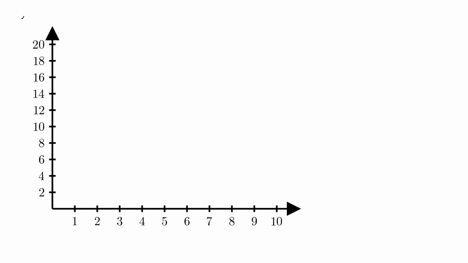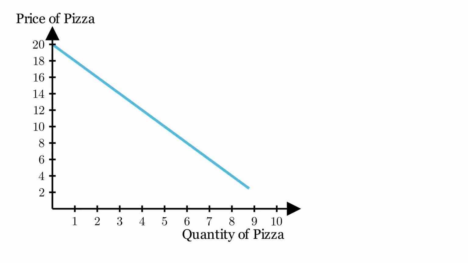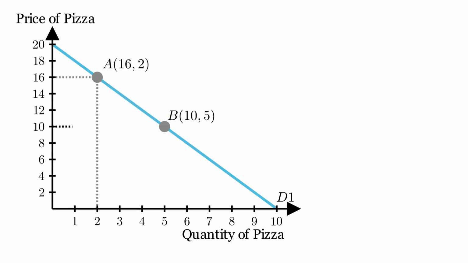Let us understand this with the help of a graph. On one axis we have price of pizza and on the other axis we have quantity of pizza. Now we draw a downward sloping linear demand curve and select a point on it. Point A tells us that when the price is 16, quantity demanded is 2. Now we reduce the price from 16 to 10 and move along the demand curve to a new point. At point B, price is 10 and quantity demanded is 5.